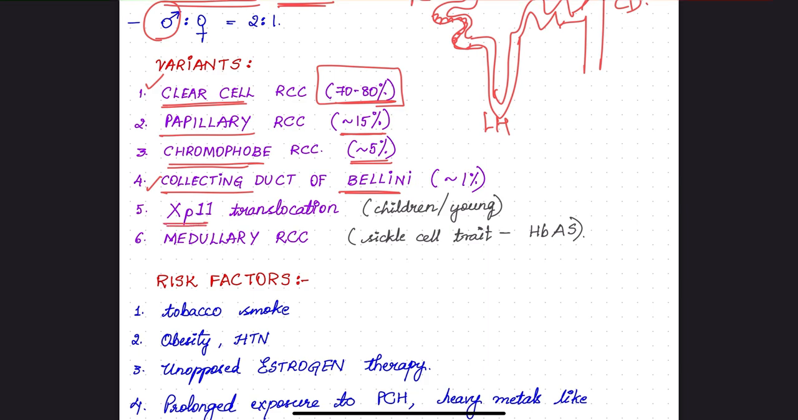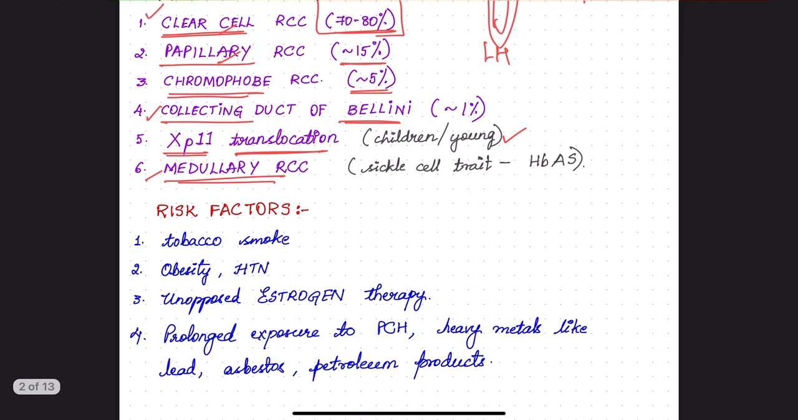Another variant is the XP11 translocation variant, which is more common in children, infants, or young patients, and is also called pediatric RCC. Here you have features of both clear cell and papillary, hence it is also called a clear cell papillary variant. Another variant is the medullary RCC, which you find in sickle cell trait patients. Sickle cell trait is a heterozygous form, in which one allele is adult hemoglobin and the other allele is sickle hemoglobin. It is in this trait that you find medullary RCCs.